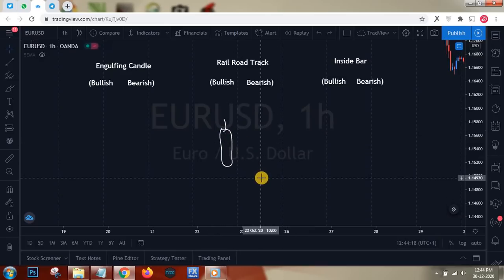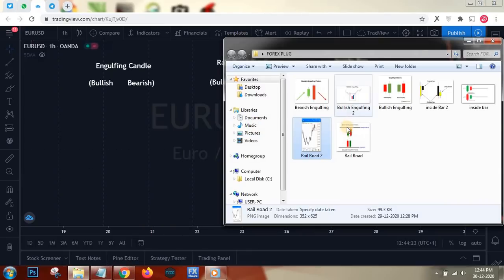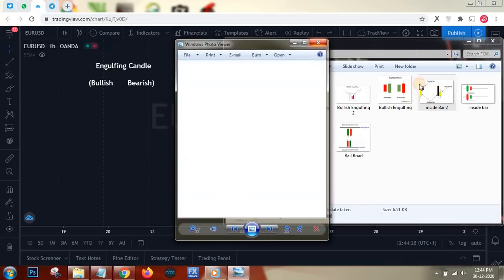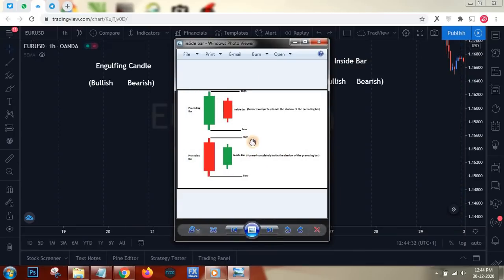I'm going to show you an example. Okay. Let's start with this. Okay, this is an inside bar. Now, this is a bearish inside bar. This is the mother and this is the daughter. Now, both the wick and the body of the daughter, everything should be inside the mother. This is exactly what we mean by inside bar.